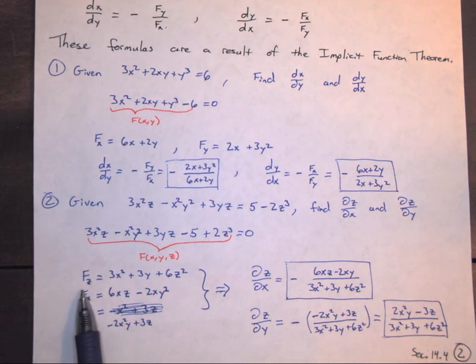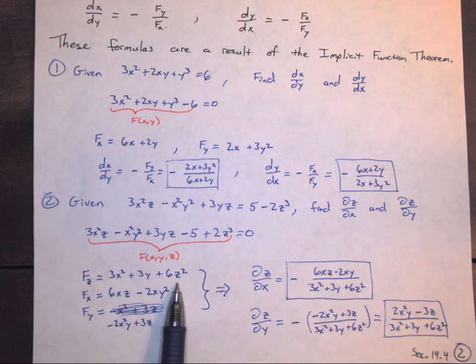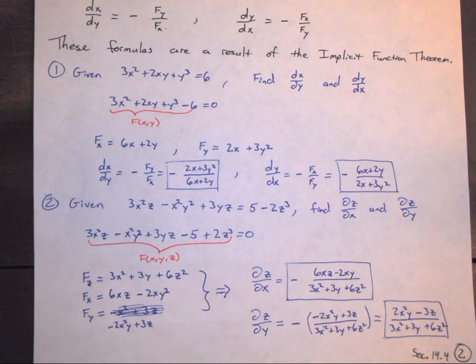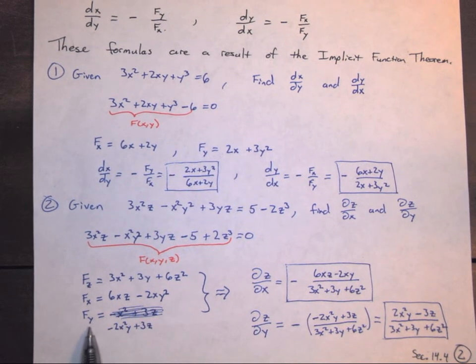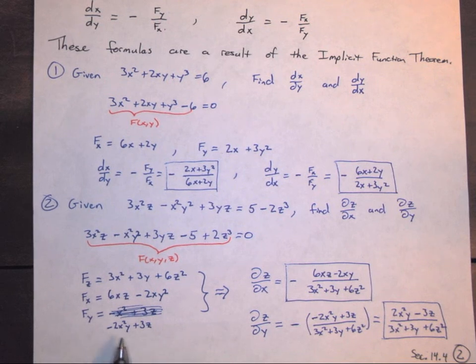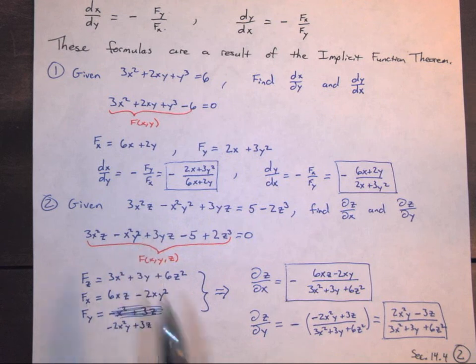So the partial derivative of f with respect to z is 3x squared plus 3y plus 6z squared, and that's coming from this term, this term, and this term. The partial derivative with respect to x, I get 6xz minus 2xy squared. And the partial derivative with respect to y, which you can see took me 2 tries because I forgot to write this squared when I copied the problem down. Oh well. Is negative 2x squared y plus 3z.